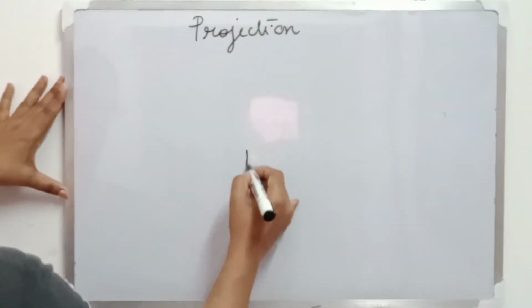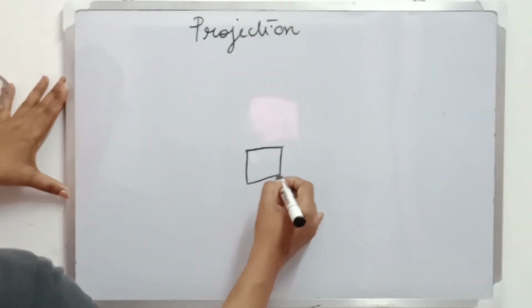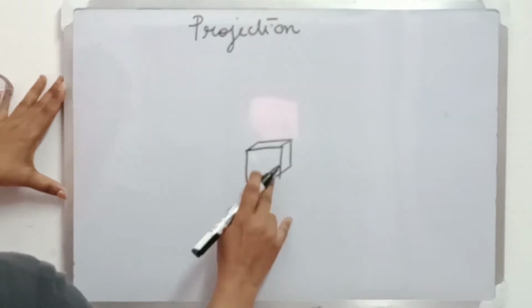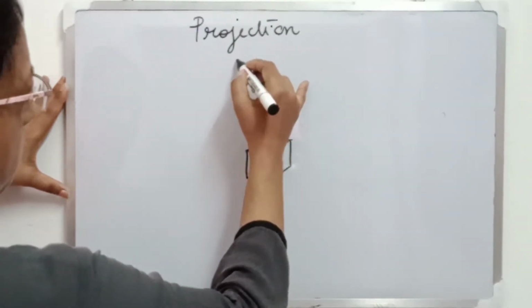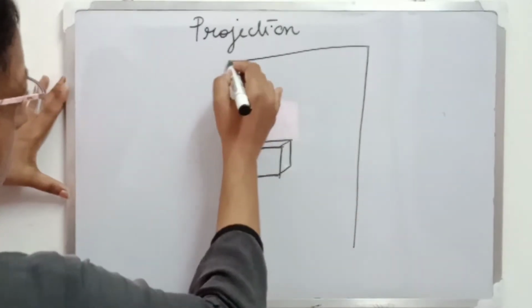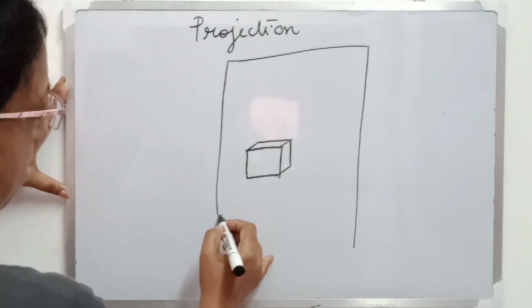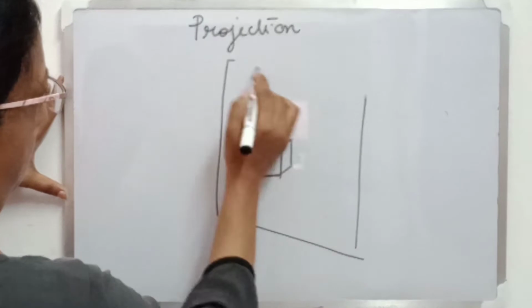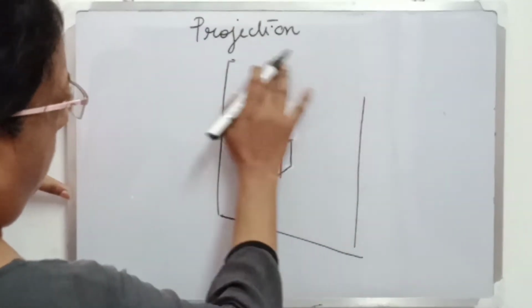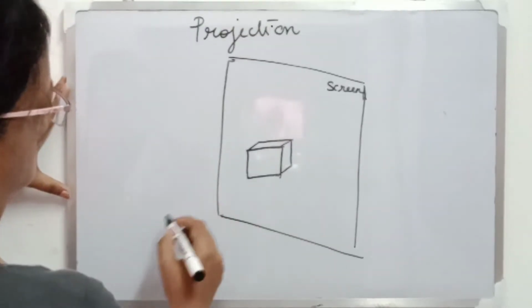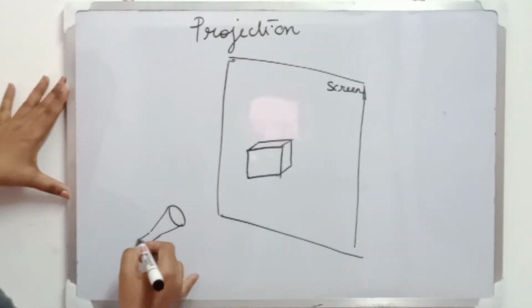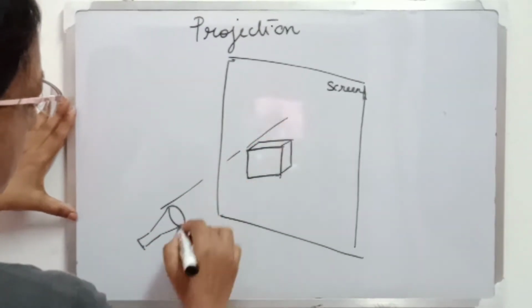So first let's see what is a projection. For that I'm considering an object. Let it be a cubical shaped object. Now it is placed in front of a screen. So I'm drawing a screen behind that. It is an opaque screen. Okay, so this is the screen. Now I'm placing a light source. Let it be a torch or anything.